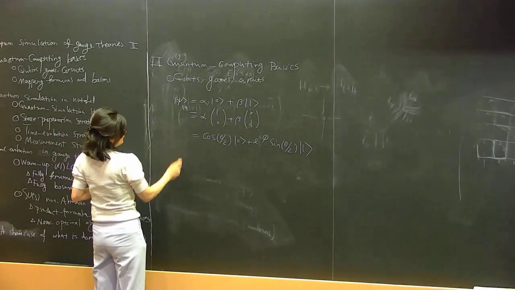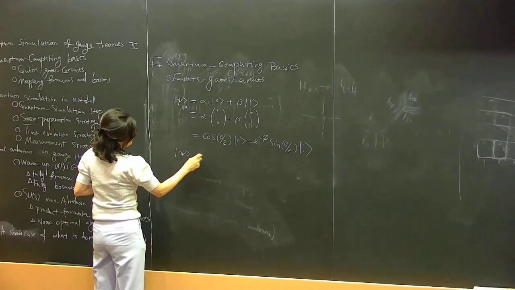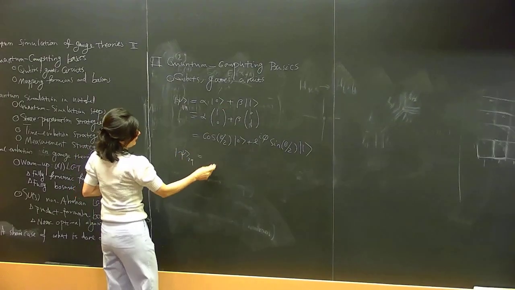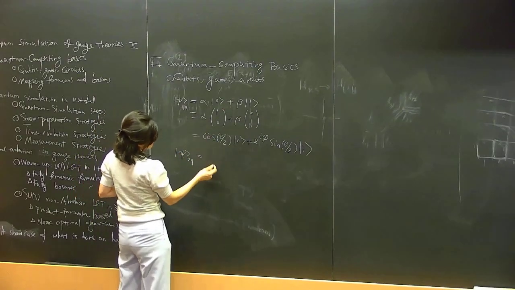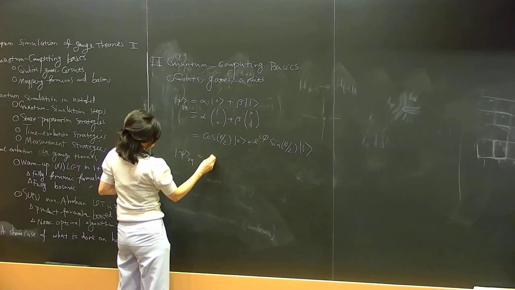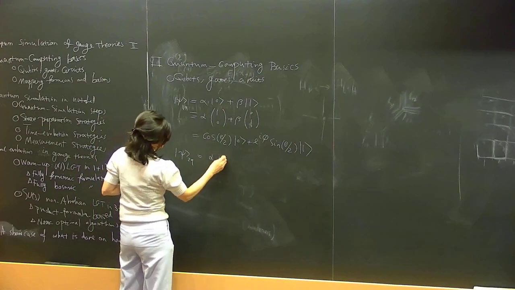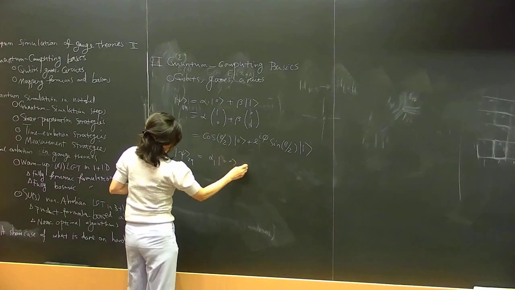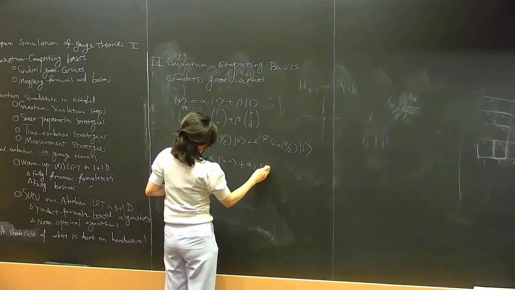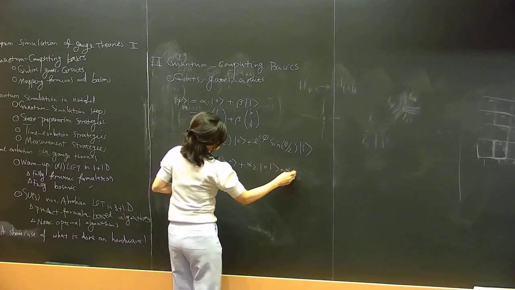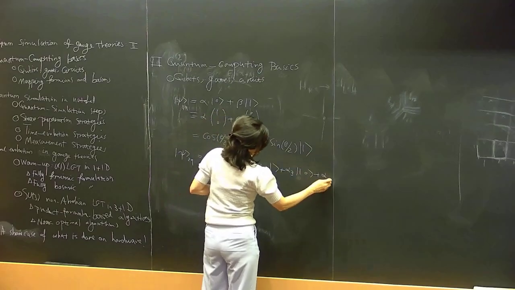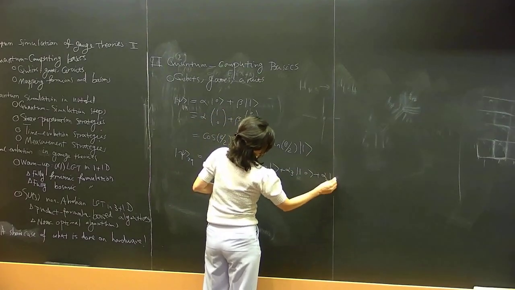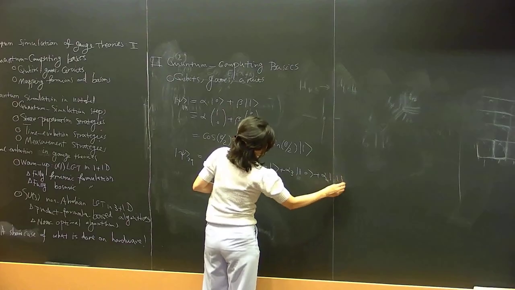This is for 1 qubit. For 2 qubits, you can have the same strategy, right? So you can have alpha 1 |0 0>, alpha 2 |0 1>, alpha 3 |1 0>, alpha 4 |1 1>.